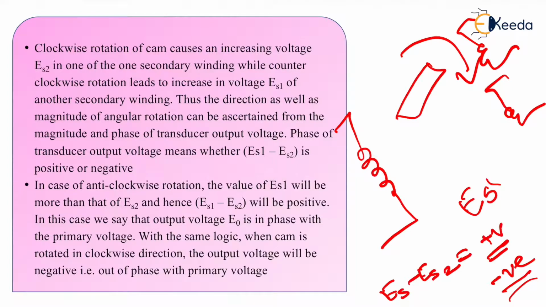So how can we recognize whether it is in phase or out of phase? When it is rotating and the output voltage and the primary voltage are in phase, we can say they are in phase. And if the output voltage is negative, we can say the output voltage and the primary voltage are out of phase. So this is related to the RVDT working principle and the operation.